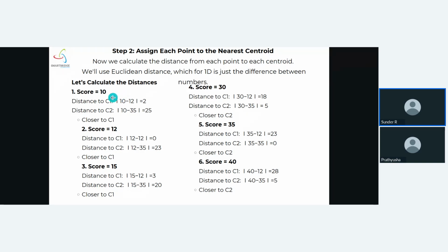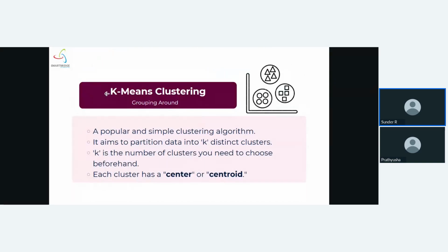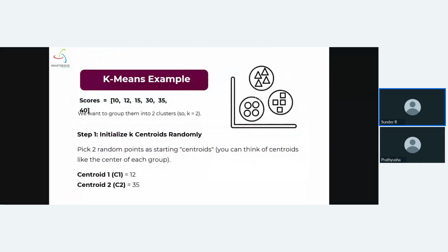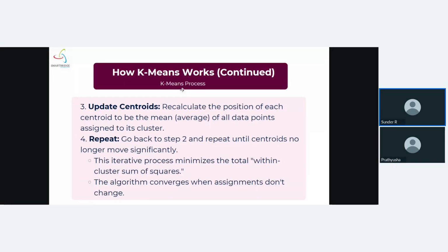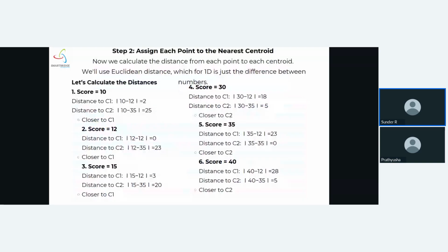So how does it happen? Consider the first data point, that is 10, right? Here we have data points as 10, 12, 15, 30, 35, 40, right? So these are the data points that we have. You're going to use this Euclidean distance to find that value. Once you find this Euclidean distance value, then you're going to see the data point and the cluster.